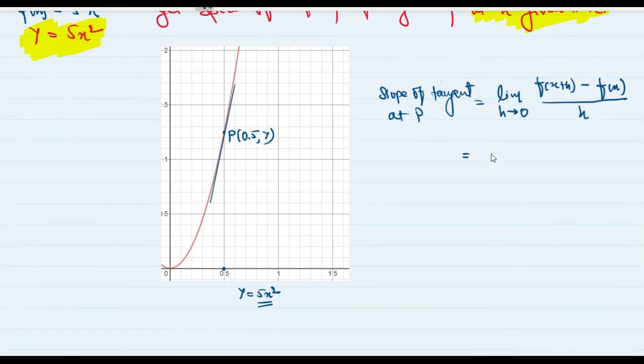So let's see. Limit when h tends to 0 of f of x plus h. Now, what is the formula for the function? 5x square, right? So, in this formula, in the place of x, I'm going to put x plus h. So it will become 5 bracket x plus h the whole square minus f of x. Okay, so we have to find the derivative at this point. This is our x, right? So f of x is f of 0.5.